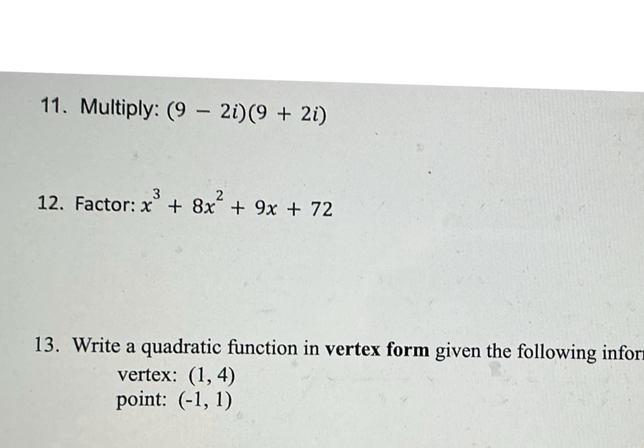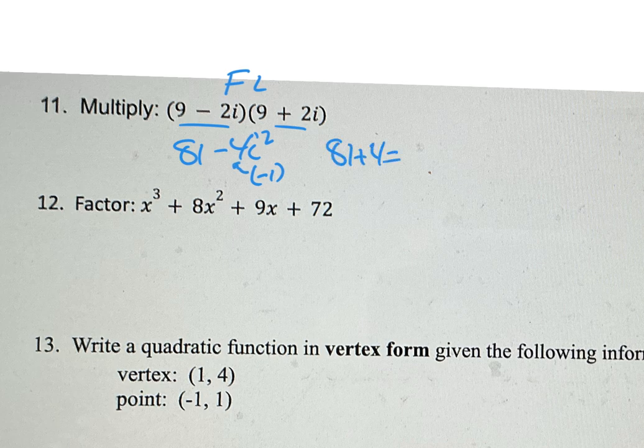Now these are conjugates. Don't forget how you multiply conjugates. Same numbers inside, different sign. We're just going to do FL. So I've got 9 times 9, which is 81. Negative 2i times positive 2i is negative 4i squared. It's always going to be minus when you multiply conjugates. But if you have an i squared, don't forget what i squared means. i squared is really negative 1, which changes that minus 4 to positive 4. So I'm really doing 81 plus 4, which is 85, which is pretty cool.